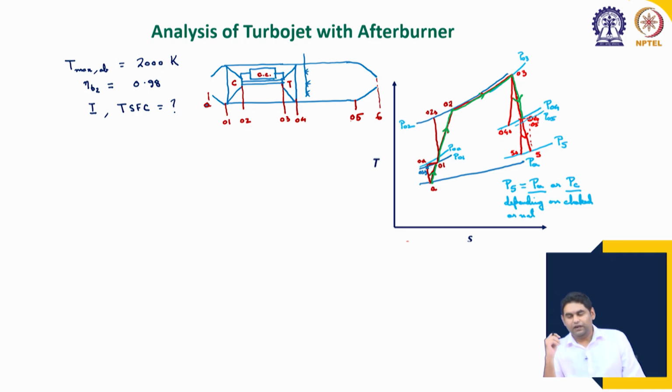But after this expansion in the turbine, when we are at state 04, we will have secondary combustion in the afterburner, and this will occur at constant pressure, if we ignore the losses. No losses are given, so we will assume constant pressure. The temperature increases and goes to a very high value, not around 2000 Kelvin, it is given that this is exactly 2000 Kelvin. This will be our state T05.